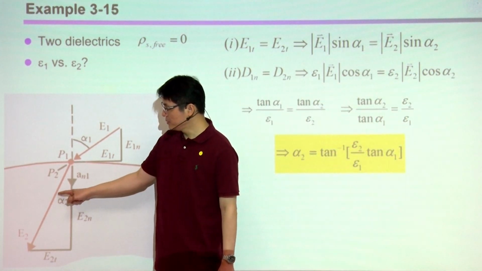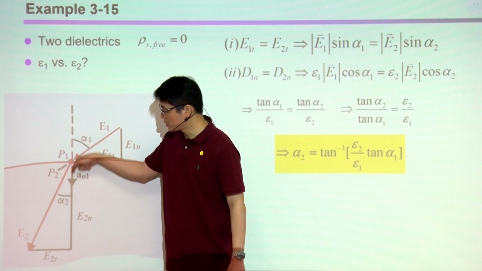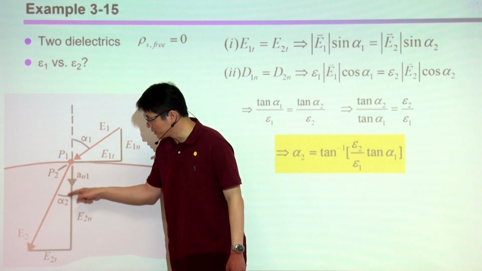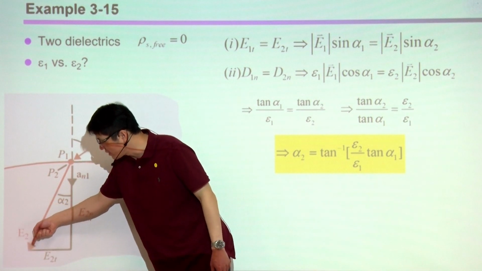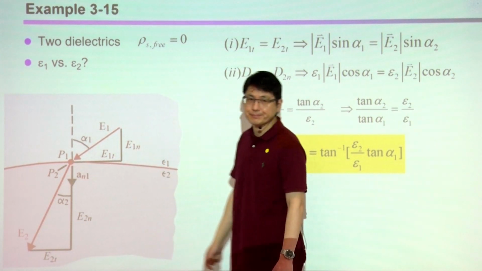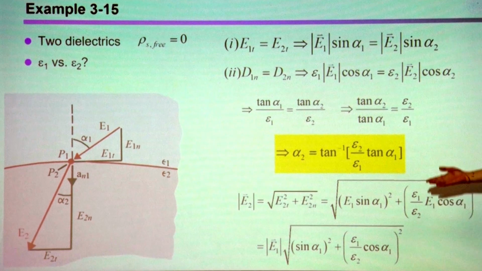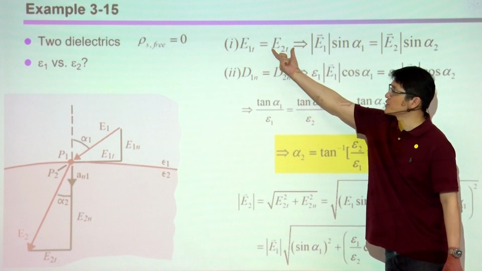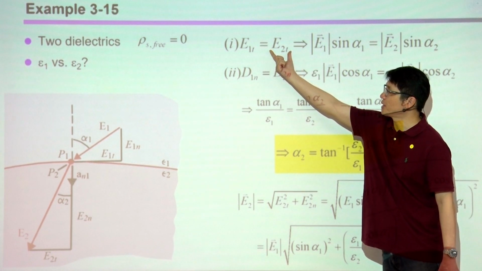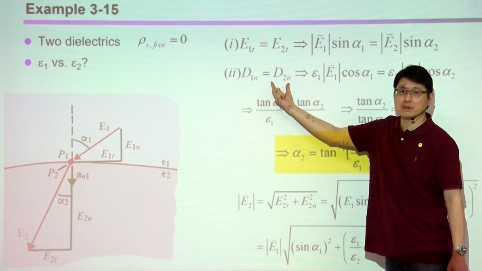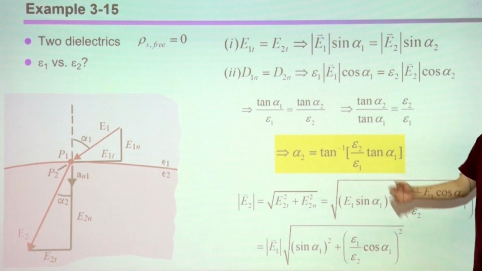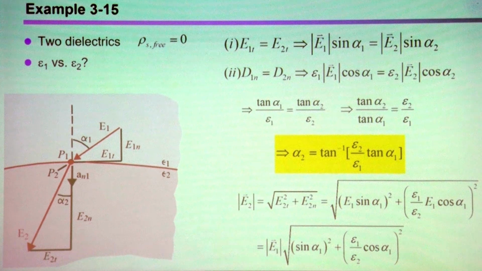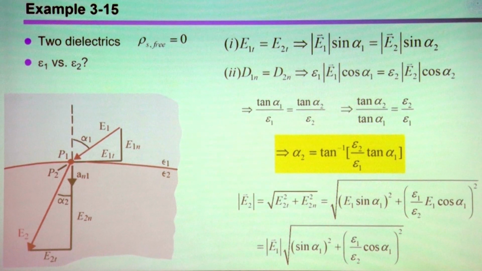Again, the angle is with respect to the surface normal. Okay? So now you know the angle, all you need to find is the strength. Well, the strength is actually easy because this tells you the tangential part, and this one tells you the normal part. So you just add them together, square summation, and then take the square root. Okay, so this is purely math.